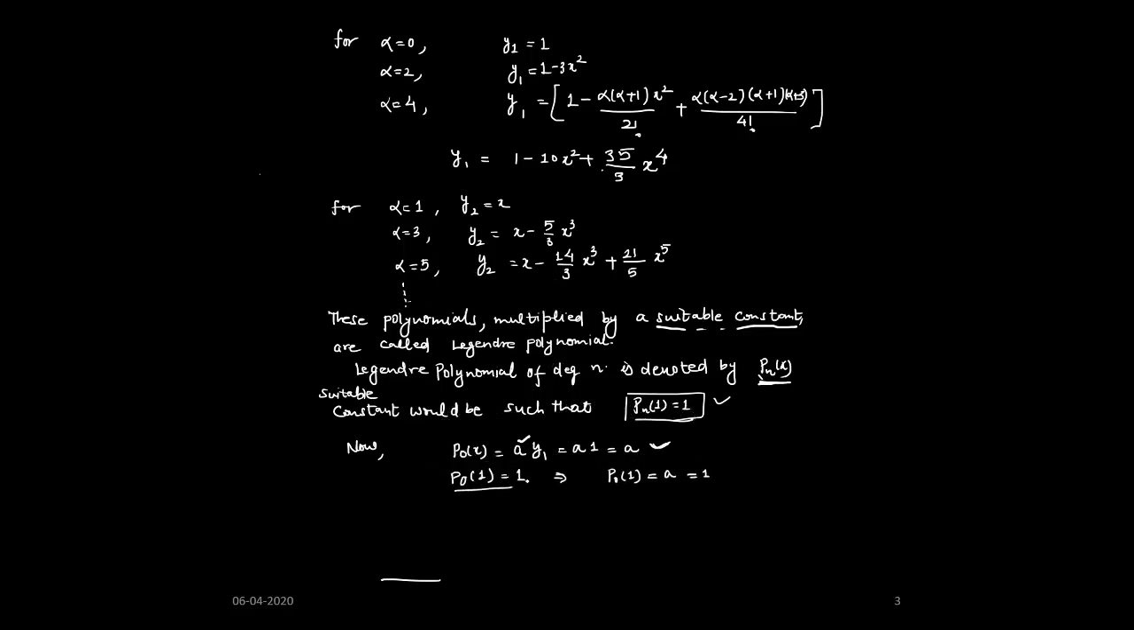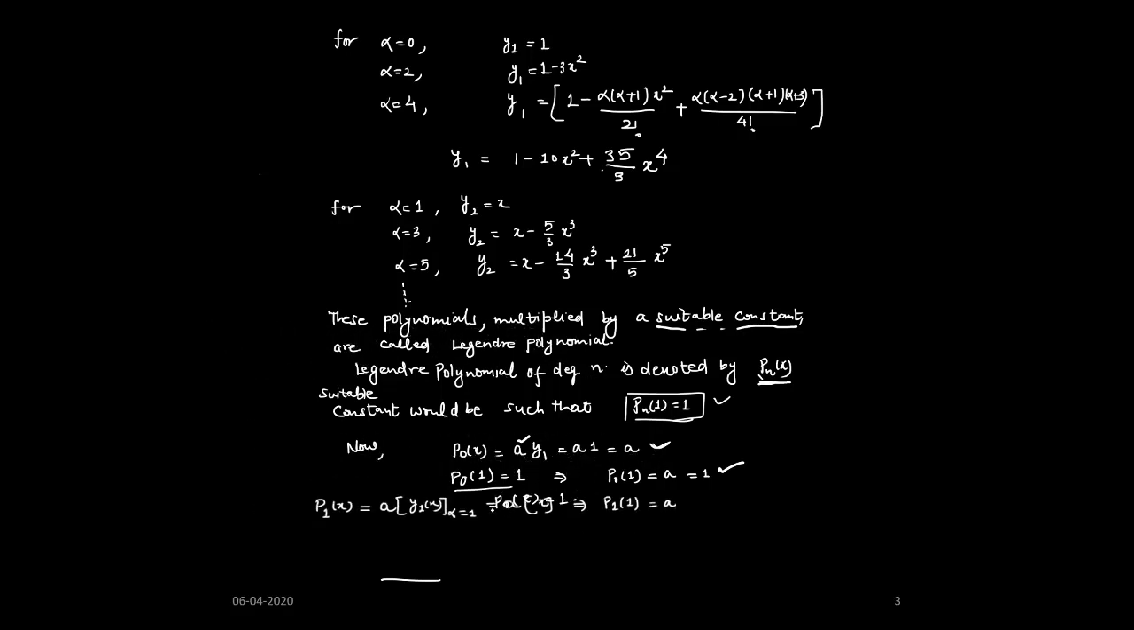When we use this condition, we have P0(1) as 1. So this implies that P0(1) equals a. P0(1) is a, and P0(1) is 1. So a equals 1, right? So that means our Legendre polynomial of degree 0 is 1.